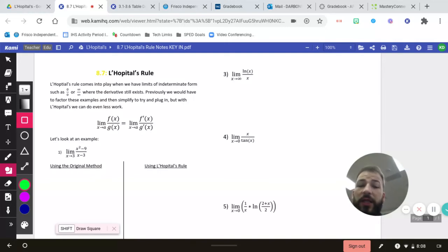Today we're going to be talking about L'Hopital's rule. L'Hopital's rule is a way to evaluate limits of indeterminate forms of 0 over 0 or infinity over infinity that we've run into a few times, but it uses derivatives to make it a simpler limit to find. So let's look at an example.